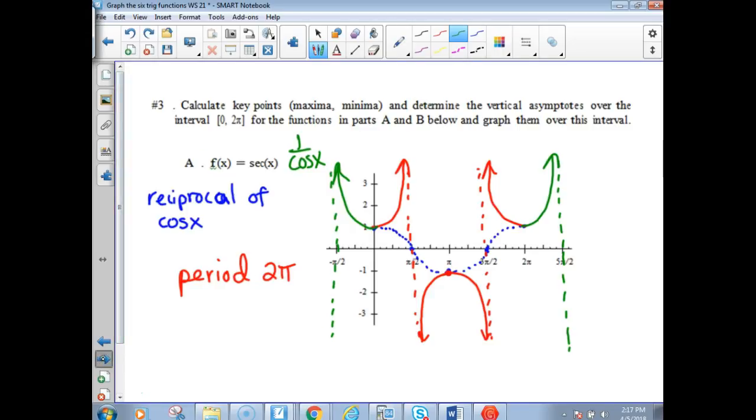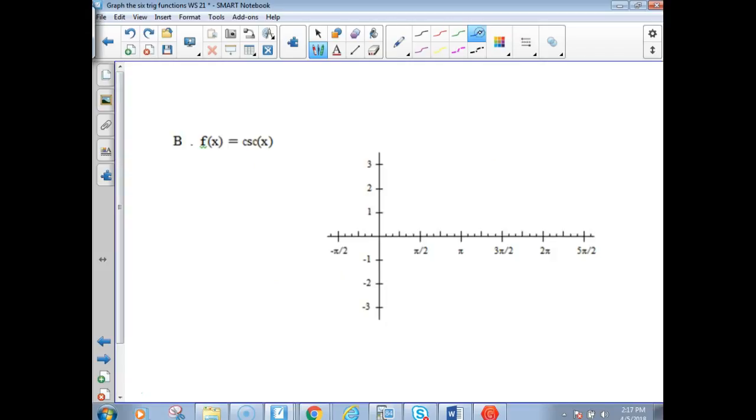All right, let's graph the cosecant. Cosecant is the reciprocal of the sine. Oops, sine x. All right, so let's graph a little sine wave. 0, 0, pi over 2, 1, pi, 0, 3 pi over 2, negative 1, and 2 pi, 0. I dash it.